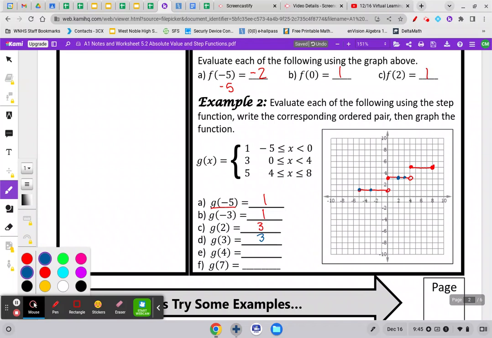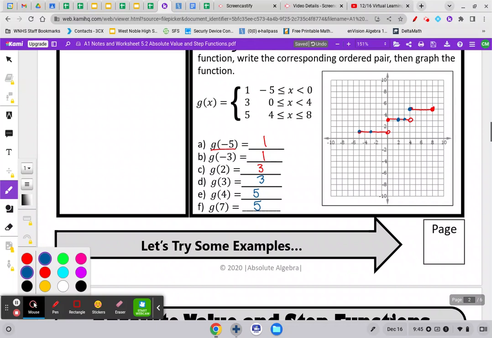When we get to this 4, notice there are two kinds of points. One is open, so we actually skip up to the other one where it is included. So g of 4 is 5. And then when x is 7, y is 5 again. So that's intro to step functions.